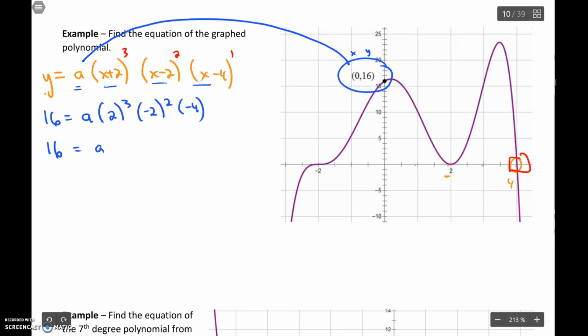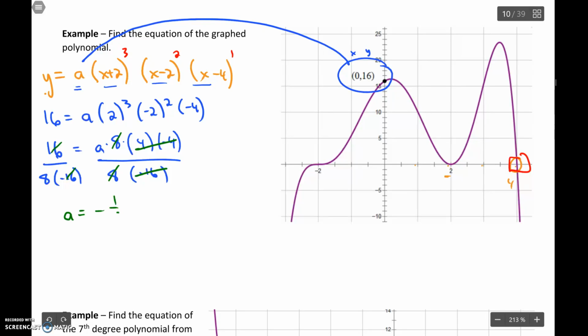16 equals, what is this here? This is 8 times 4 times a negative 4. So I'm going to divide by 8, and I'm going to divide by a negative 16. I don't want to take 16 times 8. That's a waste of time because I see a 16 over here. So those 16s are going to go away. So why multiply it out, right? Work smart, not hard. 16s cancel. So my a is equal to negative 1/8. So my final equation is y equals negative 1/8 (x plus 2) to the third, (x minus 2) to the second, (x minus 4).